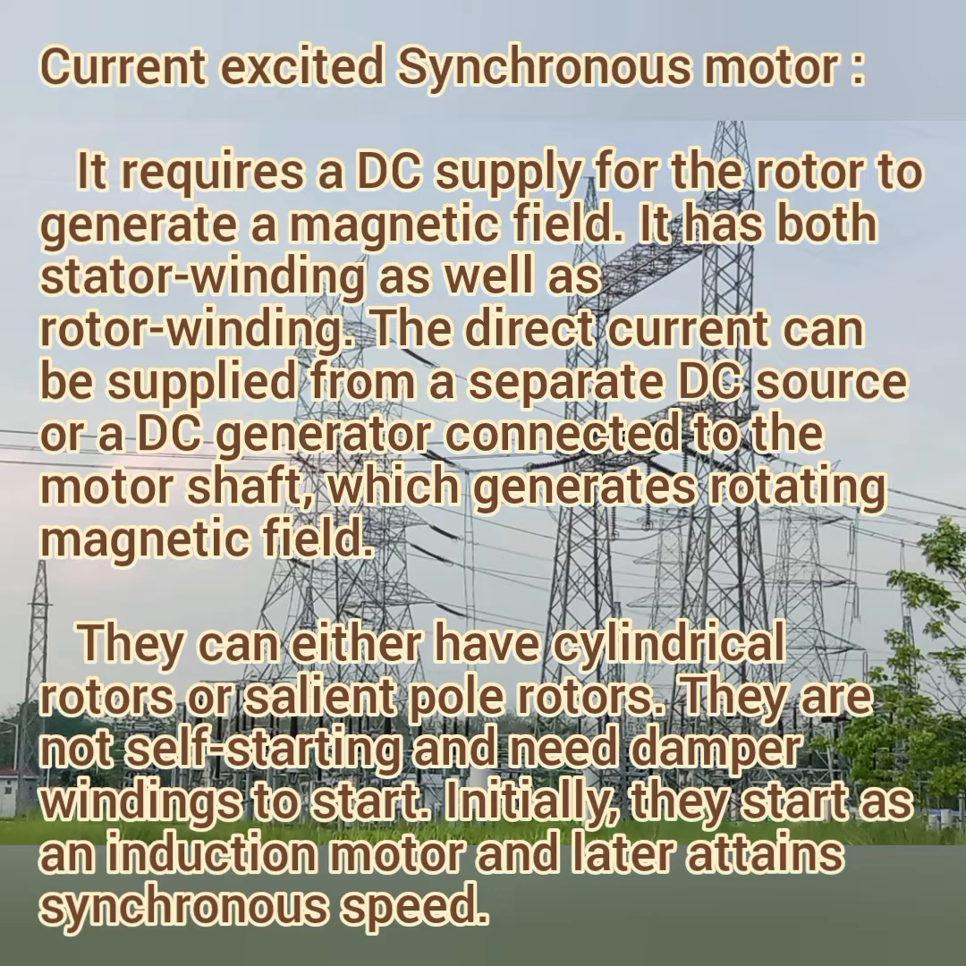So there are two types of rotors used in this current excited synchronous motor. One is the cylindrical rotor, and the second one is the salient pole rotor. This is also a not self-starting motor, and it needs a damper winding to start. Initially it starts like an induction motor, and further it works like a synchronous motor.